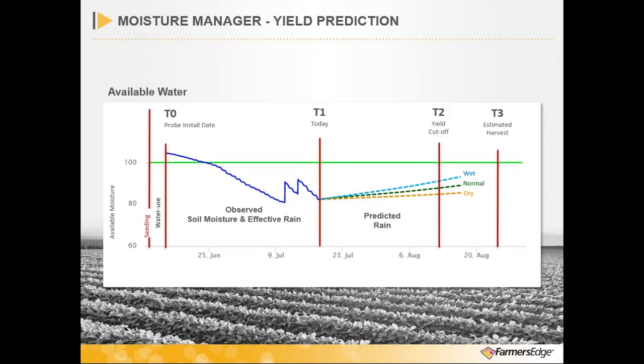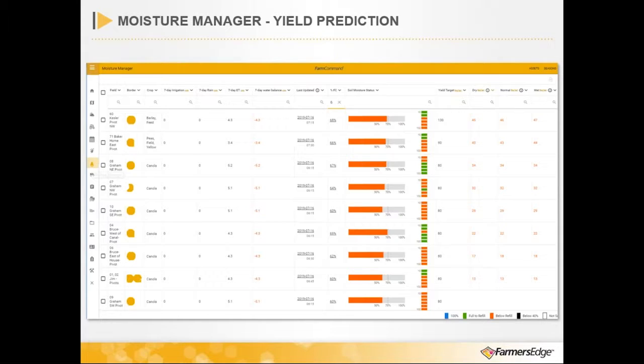And so also as we dig into Moisture Manager here, you can see all of your fields that are in Moisture Manager. You can see the soil moisture status of each field. And then you can also see the actual probe and all of the different moisture levels at each sensor on that probe. And so you can see, okay, we've got a lot of moisture at the surface, but in the subsurface, we don't have very much moisture.